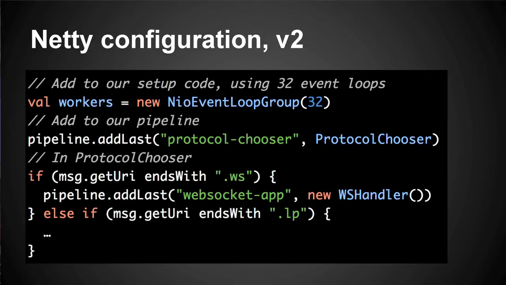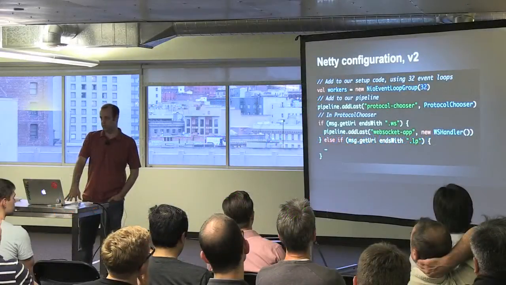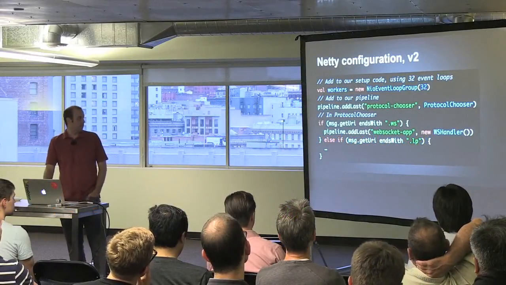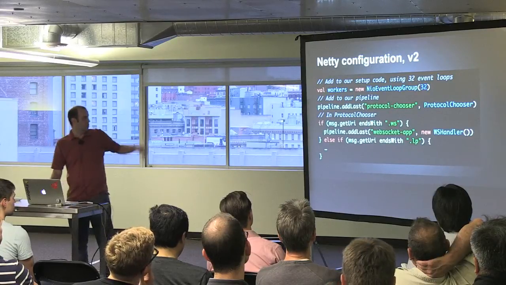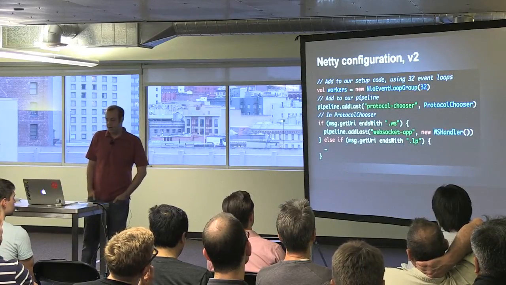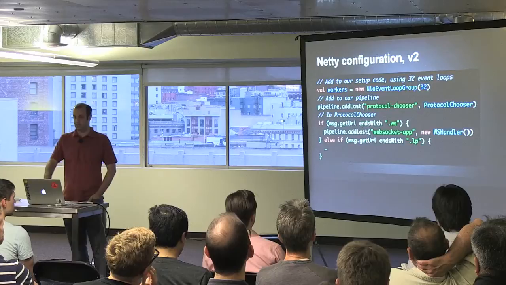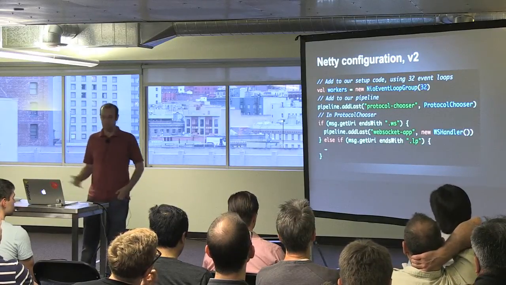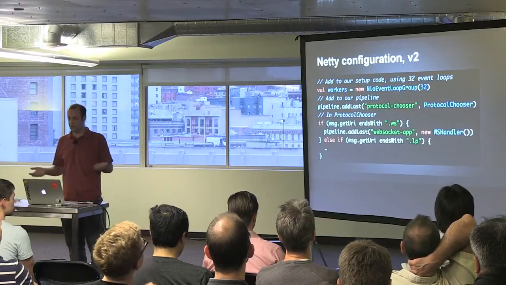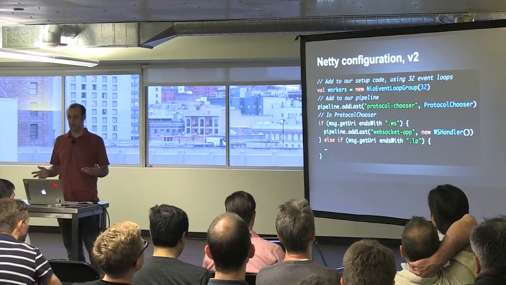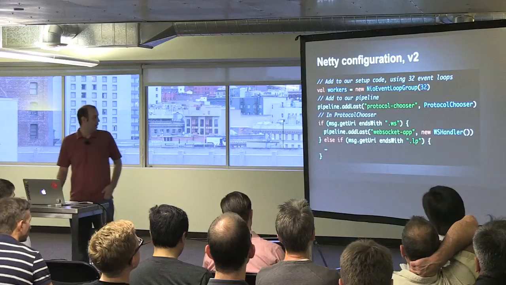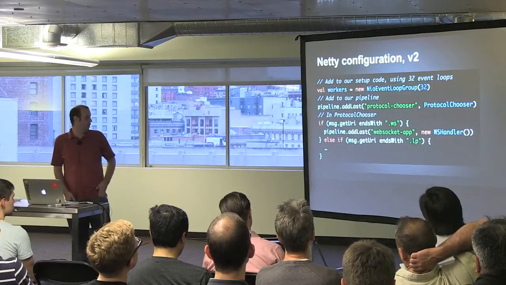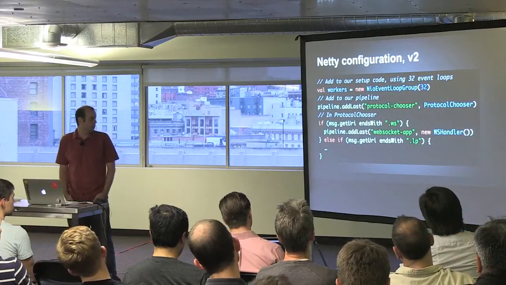All right, so here's a couple of snippets that we're going to add to our application. At the top, you can see the multiple event loops that we're going to use, and this is part of your initial Netty configuration. You can see the change to our pipeline there. So rather than that singleton application that we have, we're going to swap in this protocol chooser that's just going to look at the request and figure out which handler needs to be swapped in later.